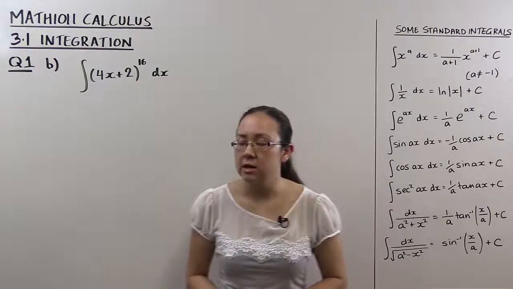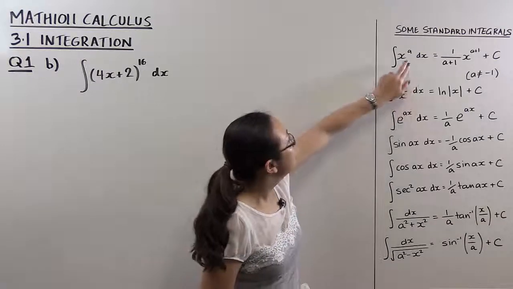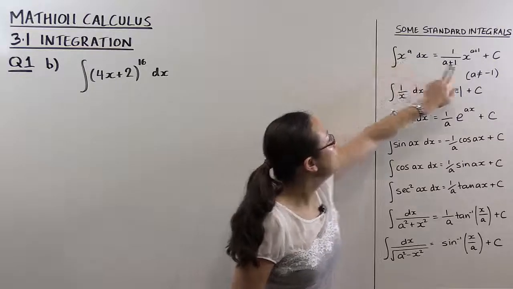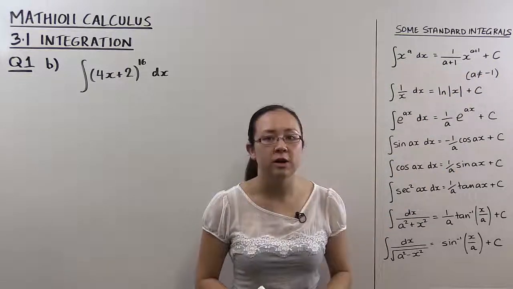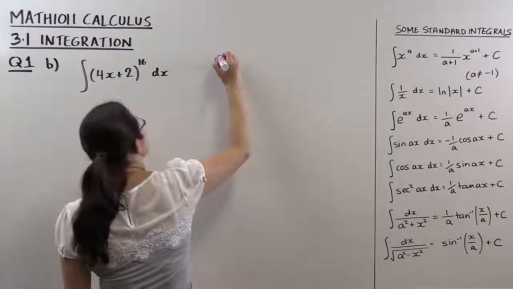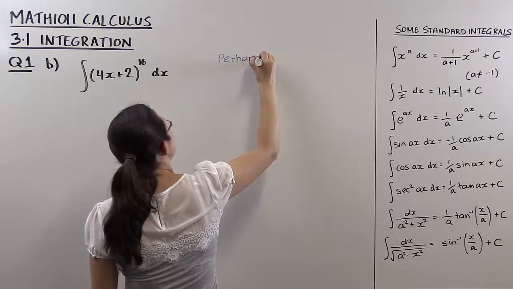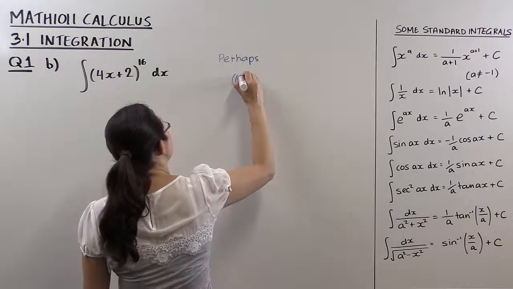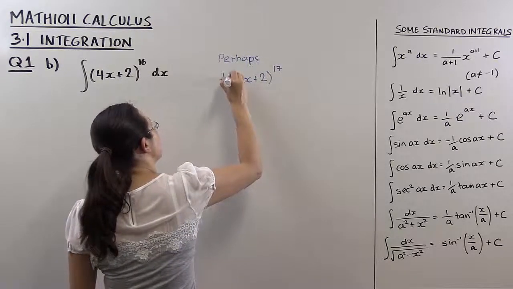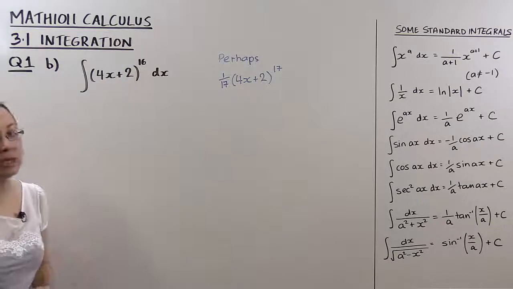So if we look at our standard integrals, some of which I've written over here, then I know that to find an antiderivative or an indefinite integral of a power, I want to add 1 to the power and divide by that power. So perhaps, since this is a power of 16 here, the answer is going to be (4x + 2)^17 multiplied by 1/17. Okay, after all, this is a power function here.